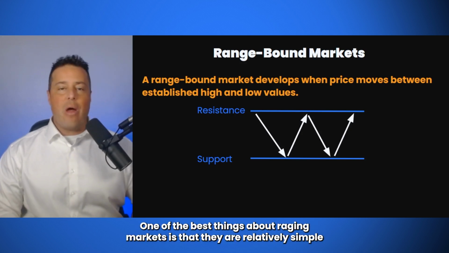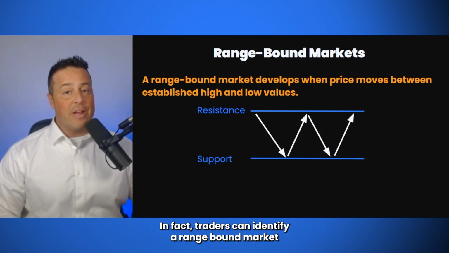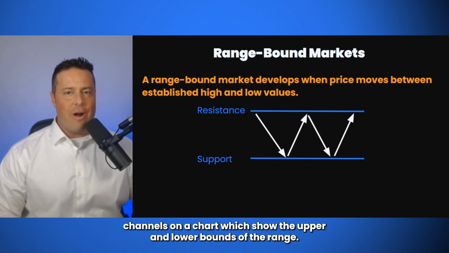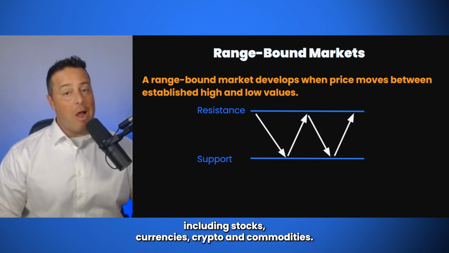One of the best things about ranging markets is that they are relatively simple to identify. In fact, traders can identify a range-bound market by looking for horizontal price channels on a chart, which show the upper and lower bounds of the range. Range-bound markets can occur in any financial market, including stocks, currencies, crypto, and commodities.